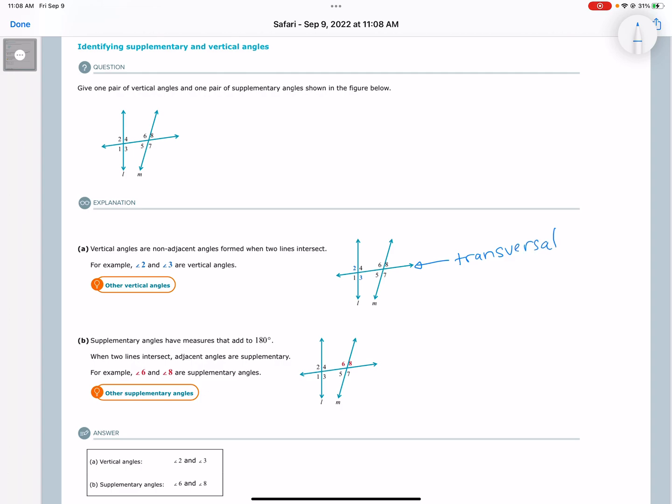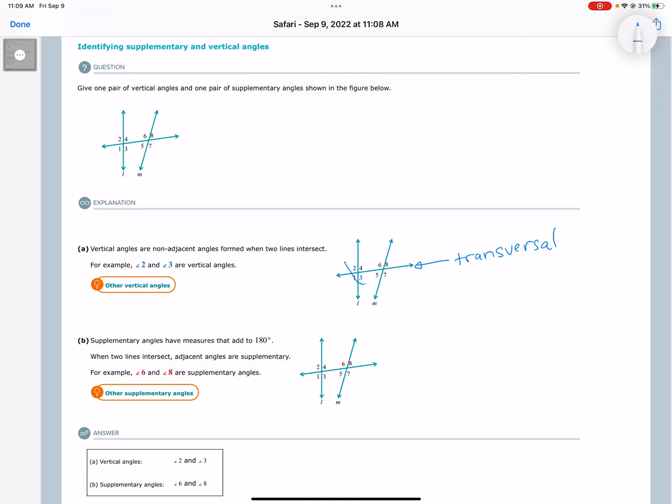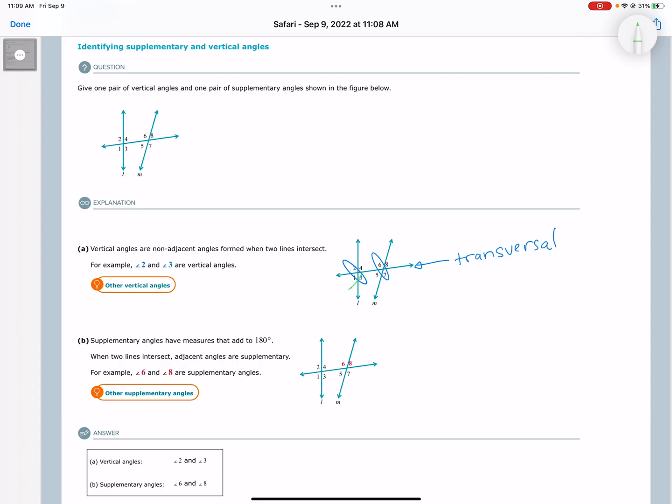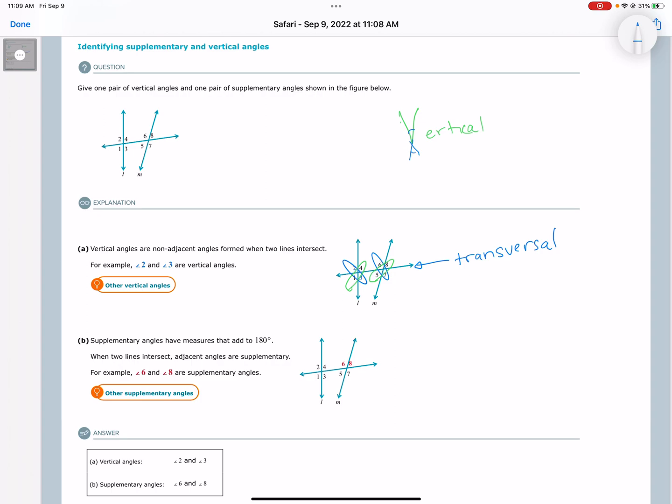So if I have a vertical angle, when it says non-adjacent angle, it means they don't touch each other. They're across from each other. They're here. Those are vertical angles. These are vertical angles. There's lots of vertical angles. Vertical angles are just literally across from each other. In fact, this is how I remember vertical angles. I say, well, this one here, and then if I keep drawing it, this one and this one would be vertical. See, just the ones that are across from each other. This one and this one.